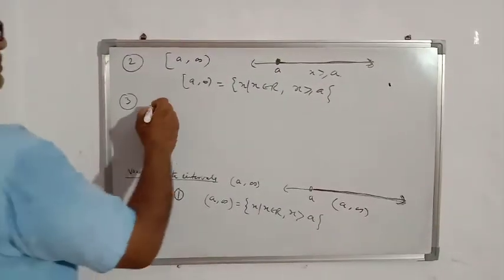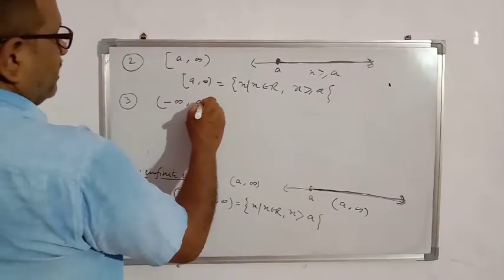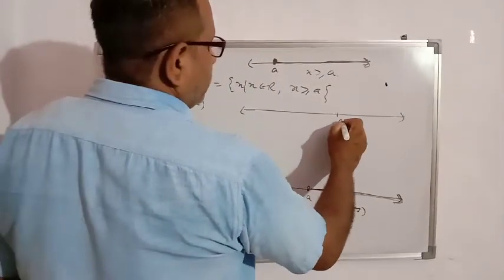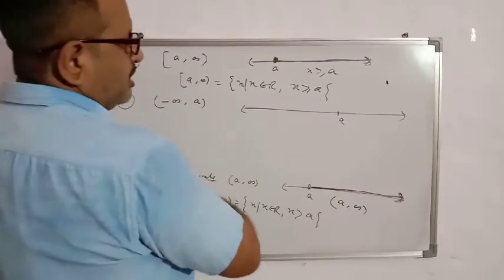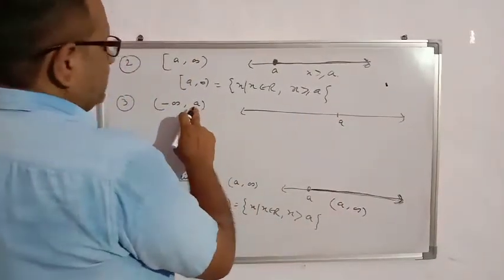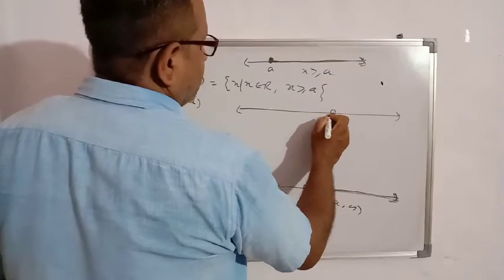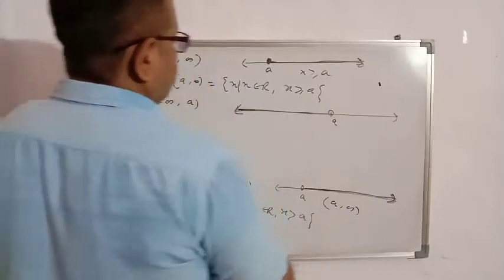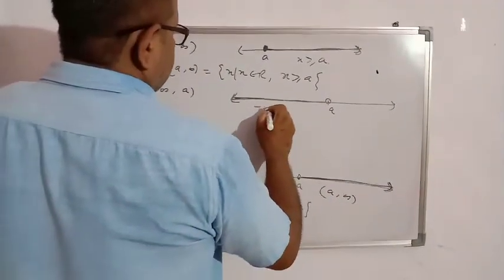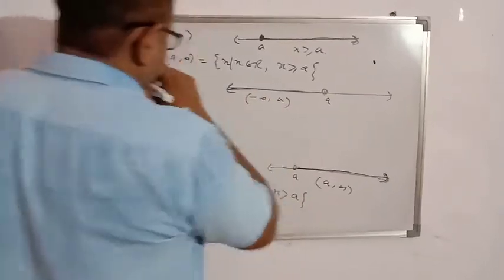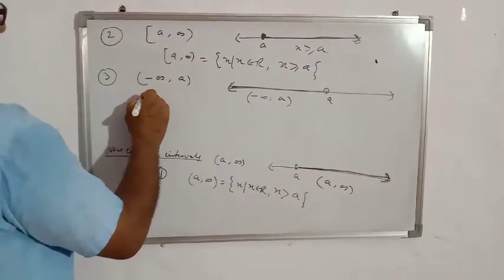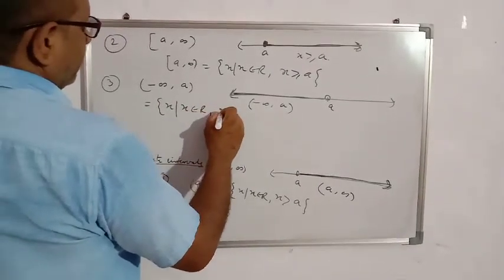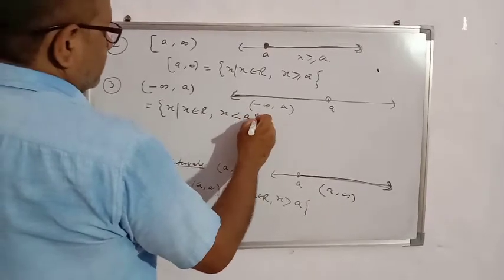Third one, minus infinity to A, like this. Suppose this point is A and we have to take up to minus infinity, means on the left side of A. A is not included here. So we will make a blank circle and left portion of the real number line. So this represents this minus infinity to A. How we can write in the set builder form? We can write x such that x is a real number, x less than A.